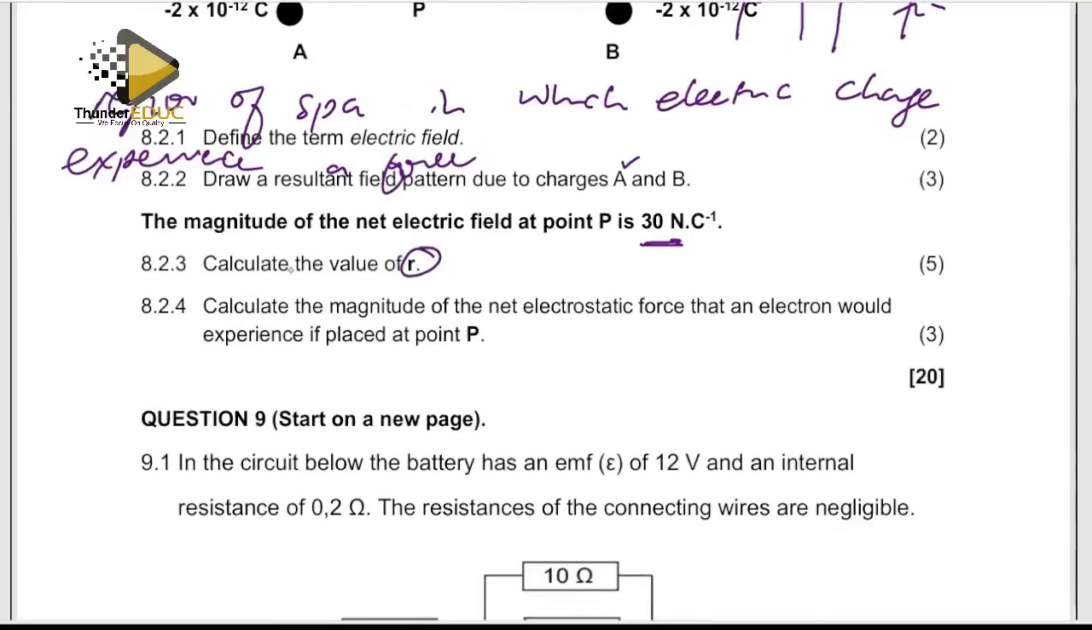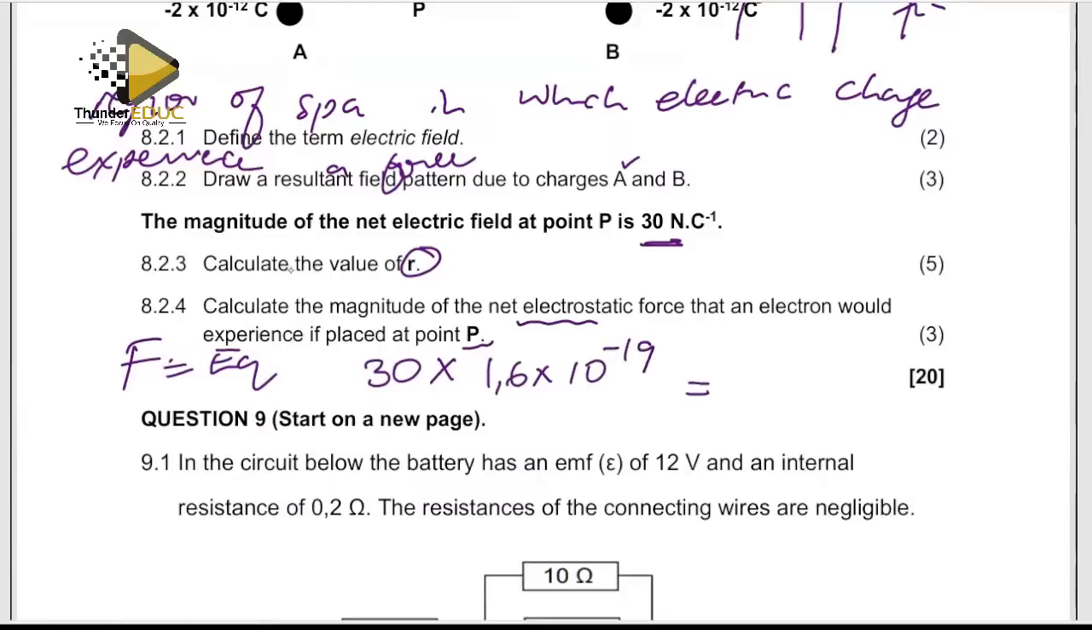Then 8.2.4, calculate the magnitude of the net electrostatic force that an electron would experience if it was placed at point P. So we know that the force is given as E multiplied by Q. So it's going to be 30 multiplied by the electron charge, which is 1,6 times 10 to the negative 19, which gives me an answer of 4,8 times 10 to the negative 18 newtons.